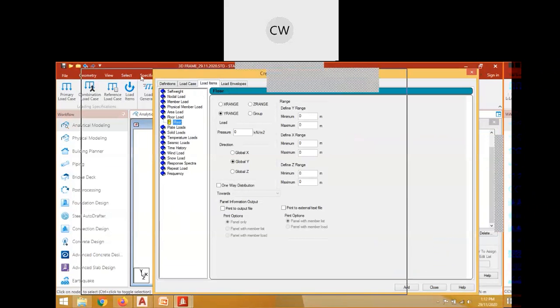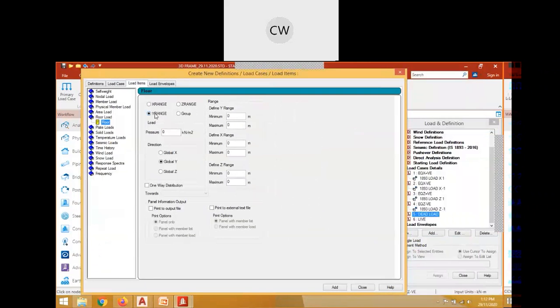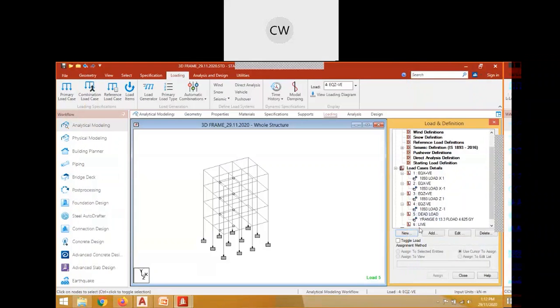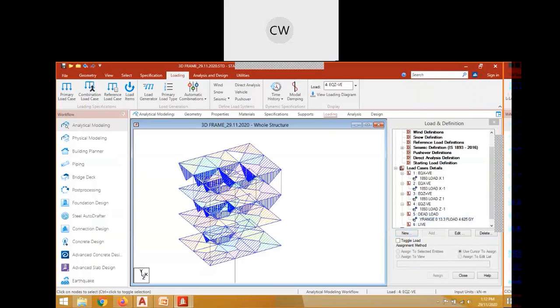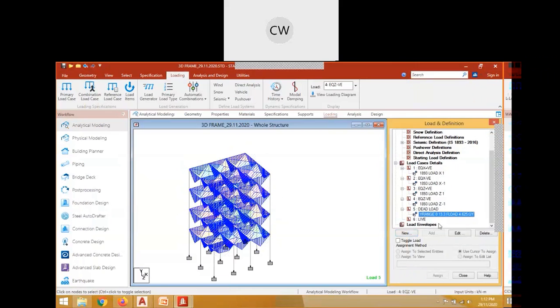Okay, say load item. Now I want to add the floor load. So go to floor load. This is in Y range. The intensity of the load is 4.625, and I want it in the global Z direction from 0 to 13.3, all floors, right? 0 to 13.3, all floors. Okay, say add. Now, once you add, you just click on this and check whether this load is generated or not. Here you can see the value. This load is properly generated on all floors. Okay, so dead load is done.